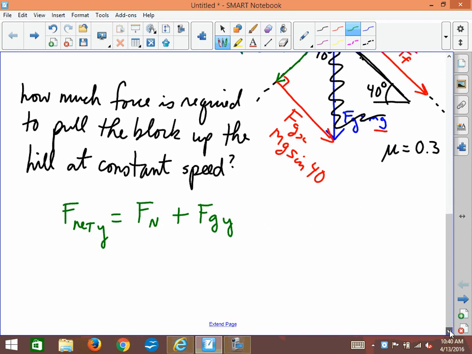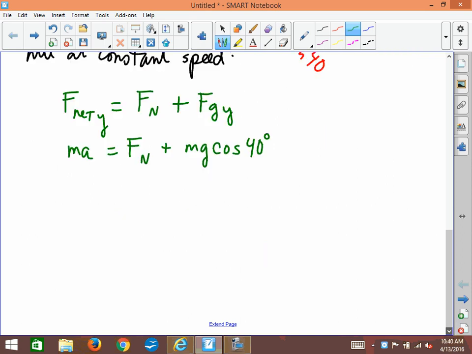So I can replace Fnet with ma because of Newton's second law, and I can also replace this Fg with mg cos theta, 40 degrees. Okay, now I'm going to put in as many numbers as I can, and I'm also going to tell the math about directions. Whenever I put the numbers in, that's why I like to also tell the math which way things are pointing. So, if we have a mass, it was 20 kilograms, but 0 is the a we would expect. We don't expect acceleration on this y-axis.